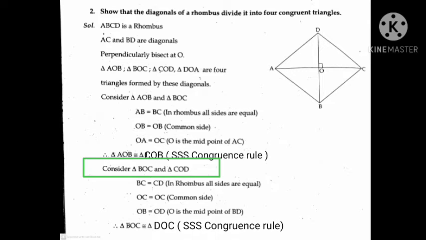Next, we have to take triangle BOC and triangle COD. Observe these two triangles. BC equal to CD, since in a rhombus all sides are equal. OC equal to OC, it is a common side of both triangles. OB equal to OD, since O is the midpoint of BD. Therefore, triangle BOC is congruent to triangle DOC, by the SSS congruency rule.